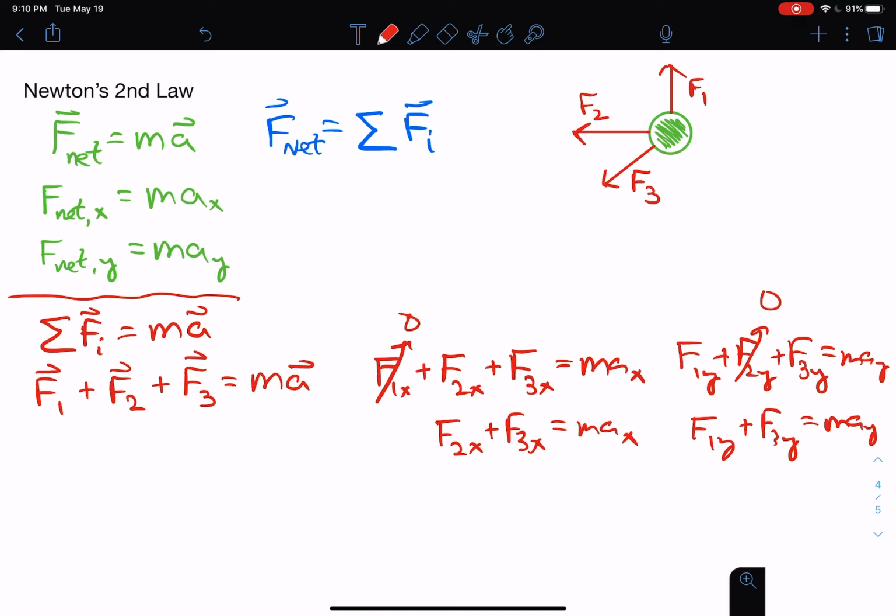This is Newton's second law. You've got to draw your force diagram, and then you have to build the left side of Newton's second law. That's what we did here. We built it by adding together the vectors and immediately breaking it up into the x and y components. And that's Newton's second law.